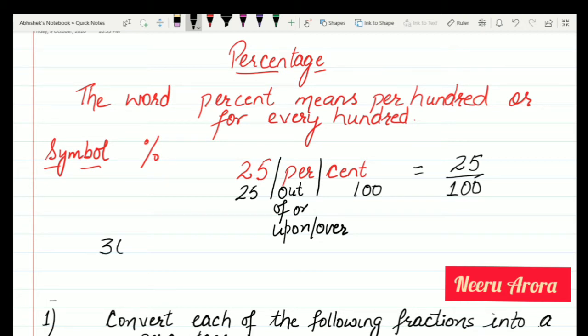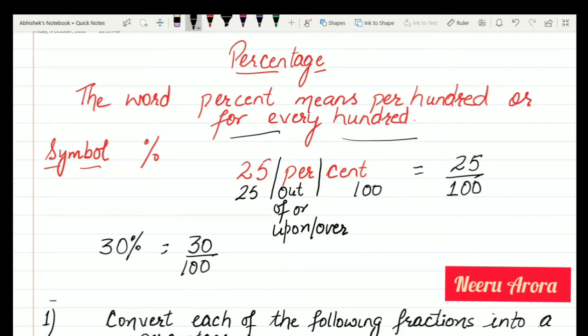Or you can say 30%, 30 parts out of 100. So in percent, every time the denominator is 100. Any numerator of a fraction with the denominator 100 is known as percentage. The term percent means for every 100.